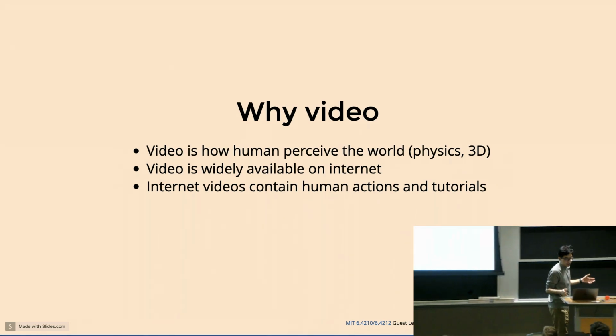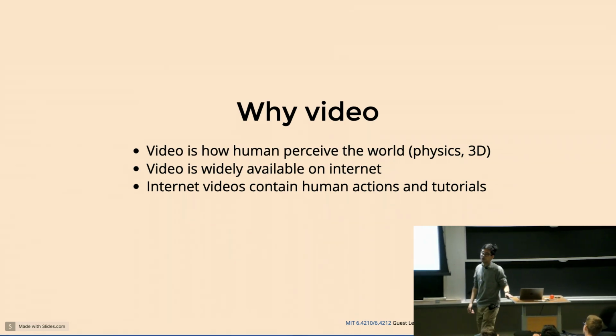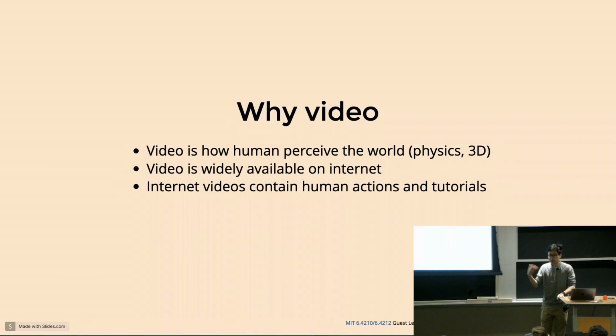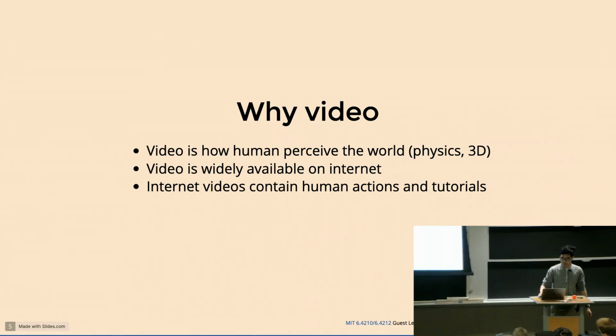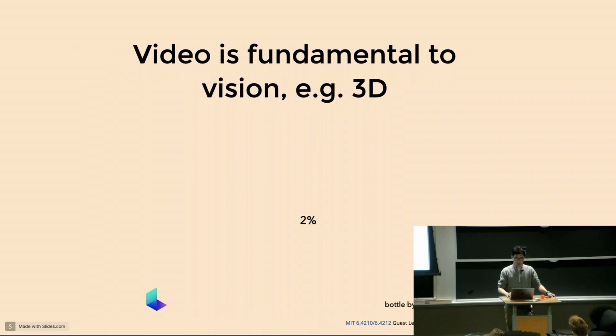They're so widely available on the internet, and when you take videos of yourself and other people, some of them are useless, but many of them contain your actions, and those are still super important. And finally, internet videos contain human actions and tutorials. It's not directly in the form of robot actions, but there are many dedicated videos on the internet that contain instructions about how to do things. This is not loading, so I'm skipping this slide.